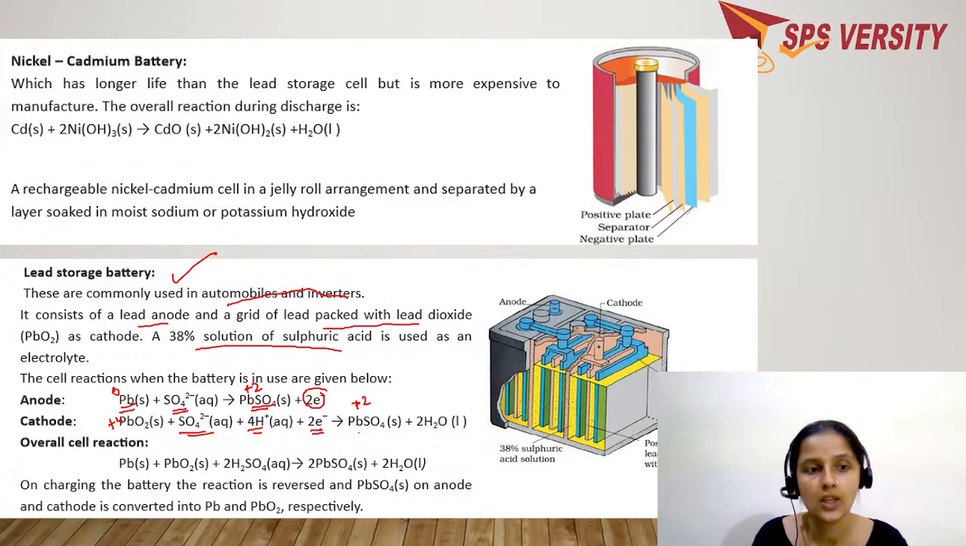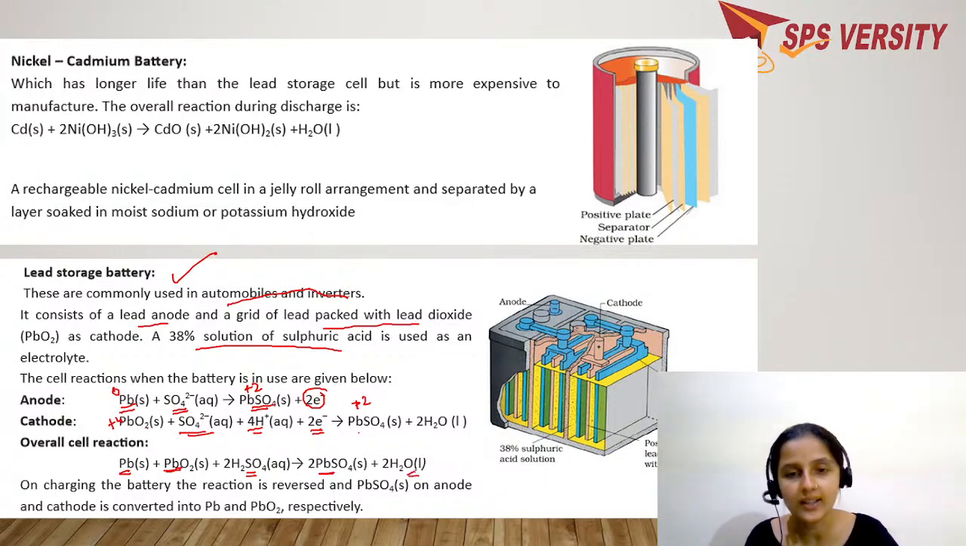If you see this reaction, the overall cell reaction you have to write by making the electrons equal. You cancel out the electrons on both sides. Lead, which acts as anode, and lead dioxide, which acts as cathode, in the presence of sulfuric acid, both of them get converted to PbSO4 and water. That's why you have to keep adding acid whenever it gets used up. Okay, on charging the battery, the reaction gets reversed, and the anode and the cathode are also interchanged when the current is passed.